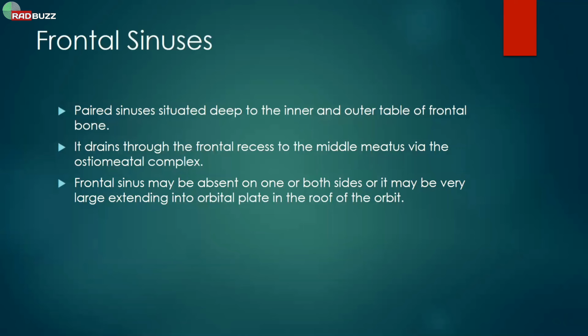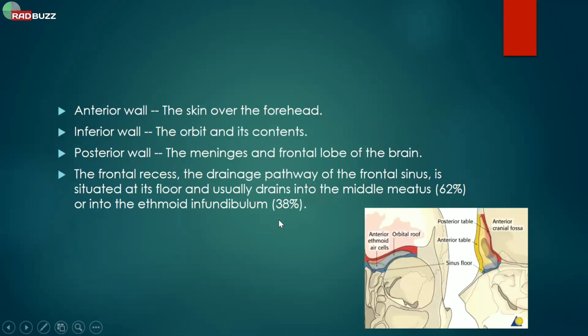Moving on to frontal sinuses. These are paired sinuses like the maxillary one and deep to the inner and outer tables of the frontal bone. So they have their own importance, being in the frontal bone, and it is important to know its relations because of spread of disease into the cranium. It drains through the frontal recess to the middle meatus by the osteomeatal complex, so it's one of the anterior group sinuses, and they can be absent on one or both sides and very large extending into the orbital plate, which makes it clinically relevant because roof of orbit pathologies can mimic this one.